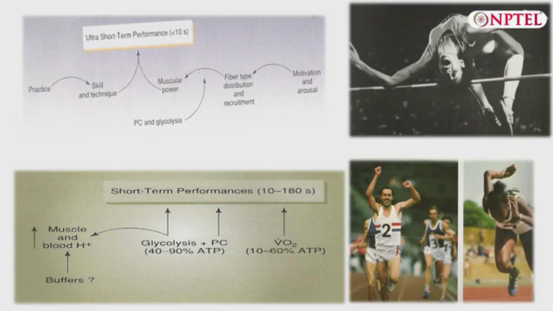Then comes short term performance from 10 seconds to 3 minutes or 180 seconds. Both the anaerobic glycolytic system and the sprint system, the ATP-CP system, give the energy. And if the distance is more, the duration is more, then definitely the aerobic reliance would be higher. And if the distance is short and the activity is high intensity for a short duration of 10 seconds, definitely the reliance on anaerobic would be much more prominent than aerobic.